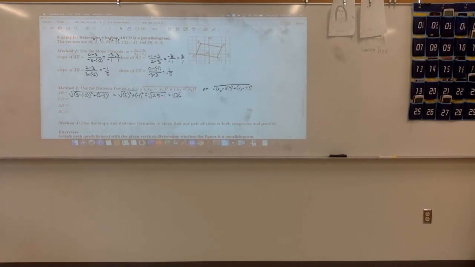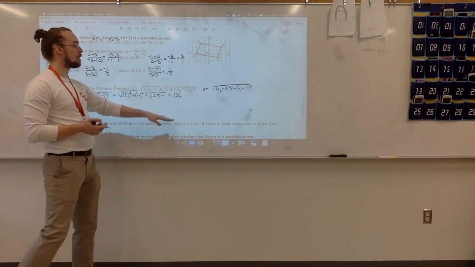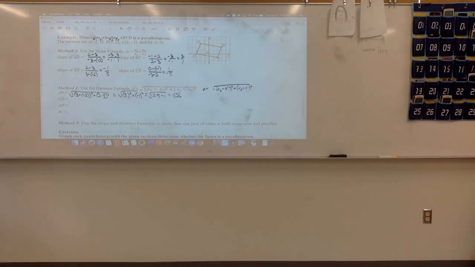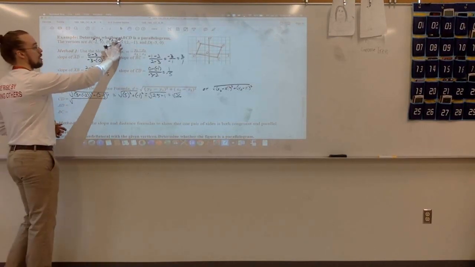Now for our purposes, we can just leave it as the square root of 26. We don't need to put that into the calculator because what we're going to be doing is just testing to see if that's the same as another side. And that other side that should be the same is the opposite side of CD. So we're going to find the length of CD as well.